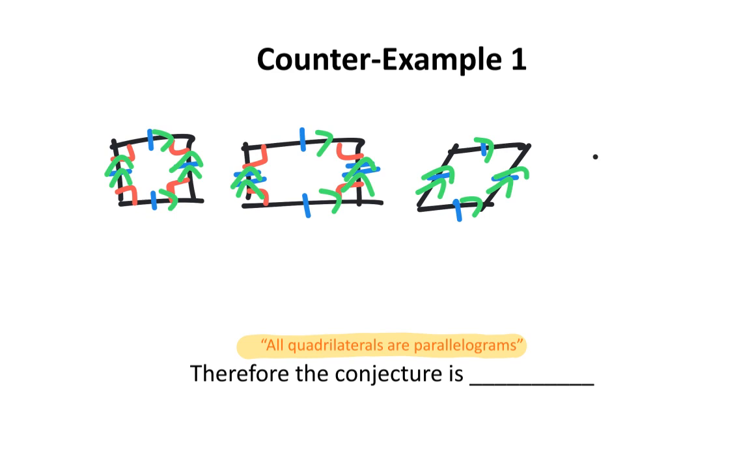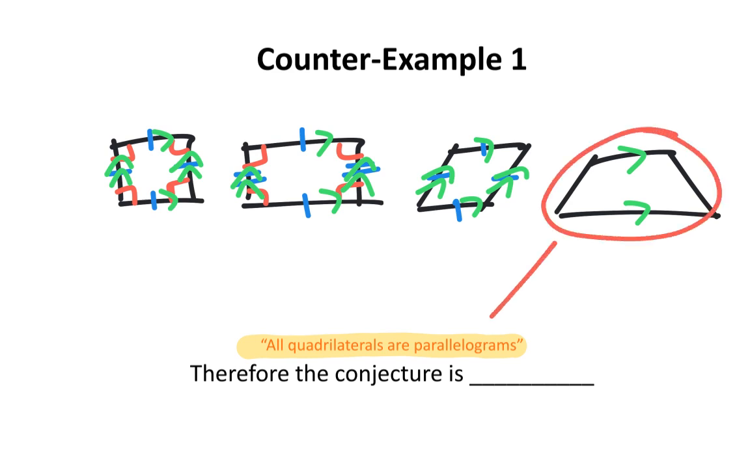Now, what about a trapezoid? A trapezoid is a quadrilateral because it has four sides. Now, only these two sides are parallel, meaning this is a quadrilateral, but it is not a parallelogram, which makes this a counterexample to this conjecture. Therefore, the conjecture is false. Not all quadrilaterals are parallelograms. Only some are.